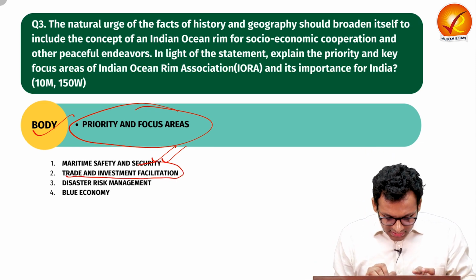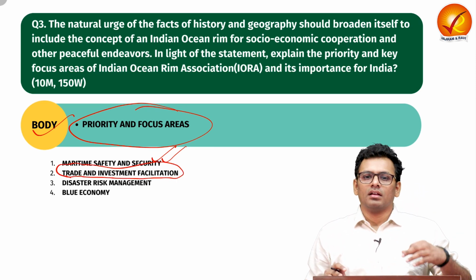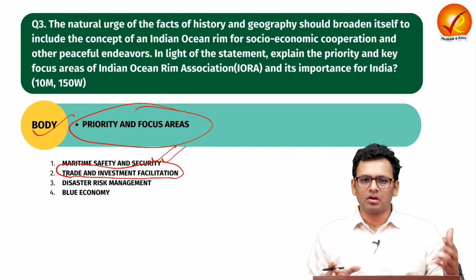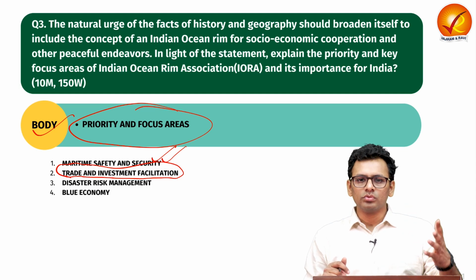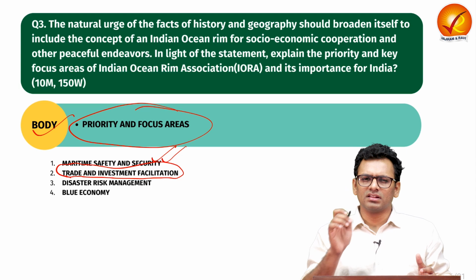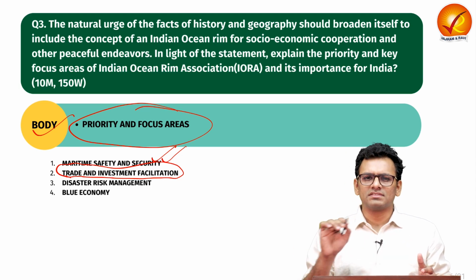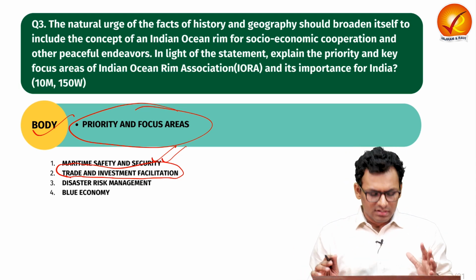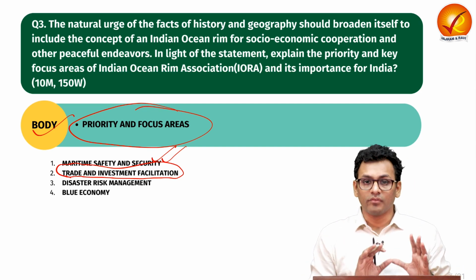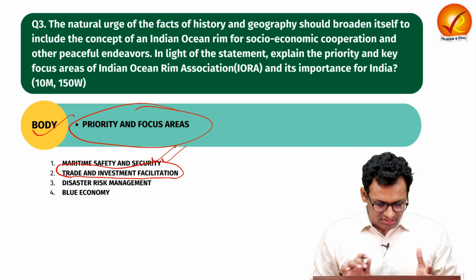The second is about trade and investment facilitation. Billions of dollars are invested in this region to ensure the trade is smooth, like we have the Suez Canal. Apart from that, we have different straits like the Malacca Strait. The entire trade route is very much dependent on the security and facilitation of investment in this region. So that is something of the focus area for this organization as well.